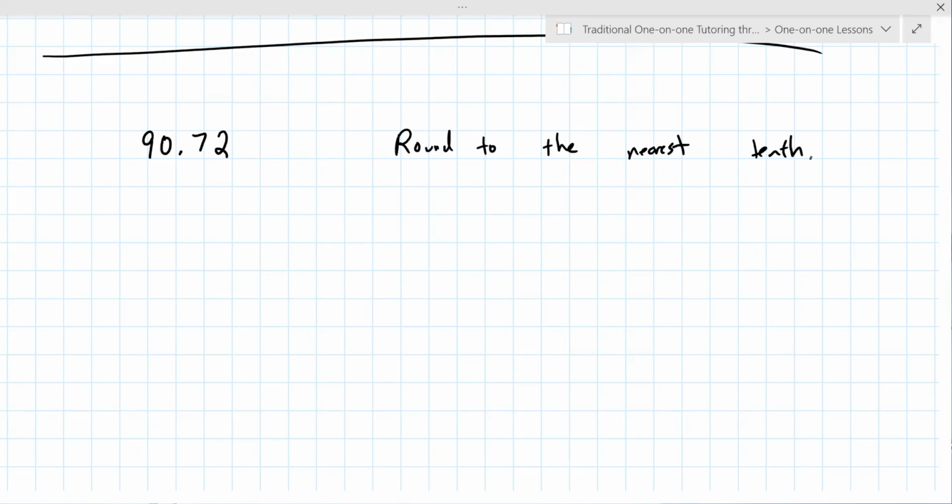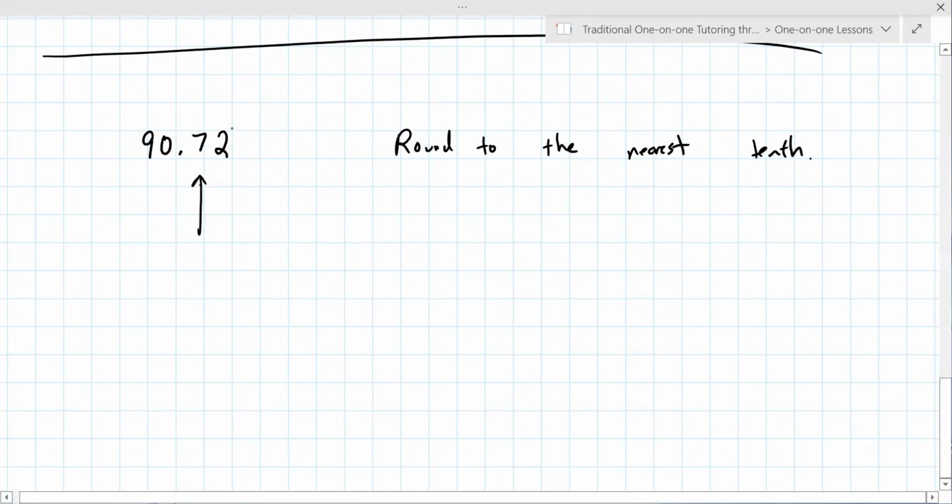Just asking you which digit is in the tenths position. It was the same question as before. So which one is in the tenths position? 7. 7, perfect. Okay. Now you look at the digit just to the right of it. Do you round it up or do you round it down?